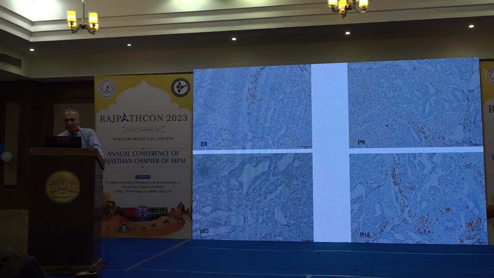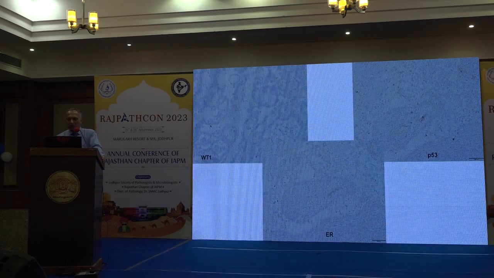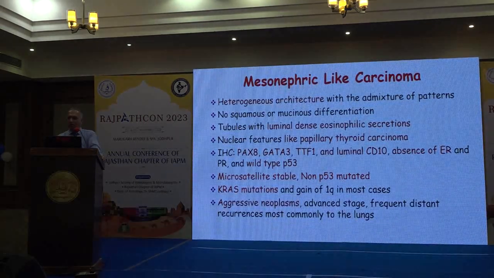P53 is wild type. P16 is also supporting the P53 wild type. TTF1 is focally positive. CD10 is positive. GATA3 is positive in quite a significant amount. WT1 is negative. So what kind of a carcinoma is this? This is a mesonephric-like carcinoma.